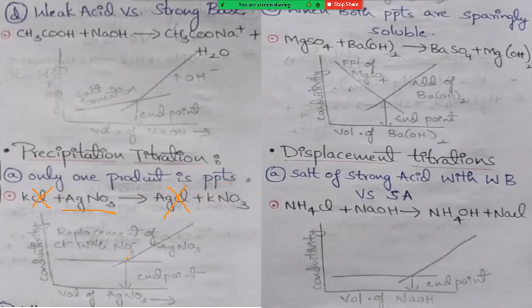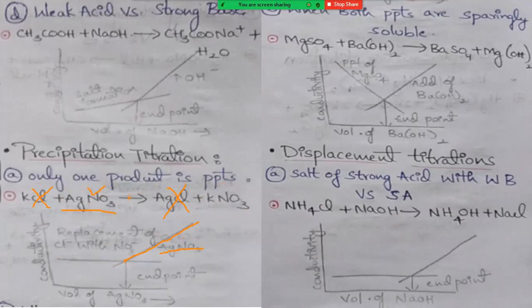which will give the conductivity value. So after the end point the graph increases, mainly due to the increase in Ag+ ions and NO3- ions, right? After the end point we can see the gradual increase, which is mainly due to the AgNO3 released from the burette. So this is about the case where one product is precipitated in precipitation titration.